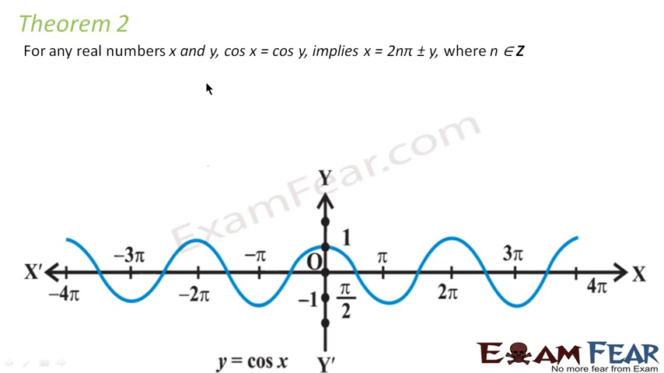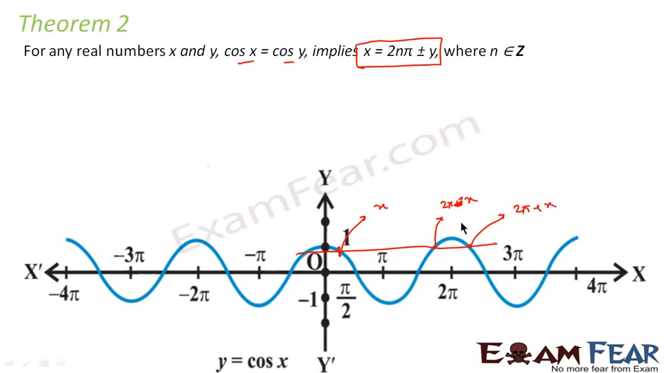Similarly for cos, if cos x is equal to cos y, that means x is equal to 2n pi plus minus y. To prove this, let's take a point here and draw a horizontal line like this. We see that it cuts at this point and this point. If this is x and this is 2 pi, then this becomes 2 pi minus x, correct? Because the whole thing is 2 pi, and from there you are subtracting this much portion. If you take this portion, it becomes 2 pi plus x, because of the symmetry here: this is x, this is x, so this is 2 pi plus x, and this is 2 pi minus x.